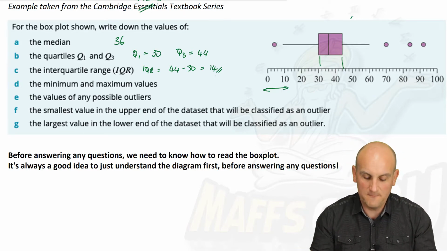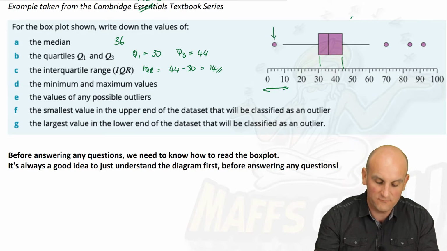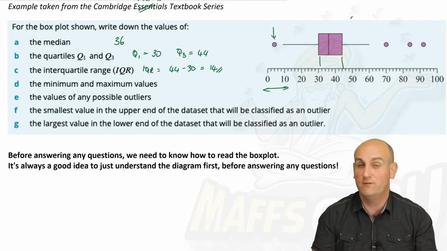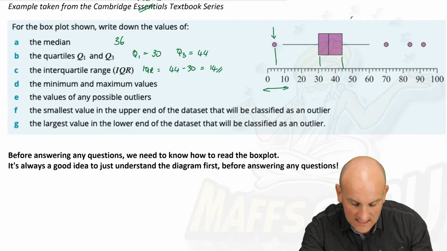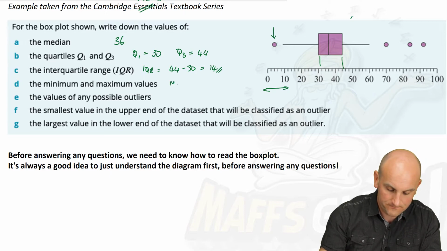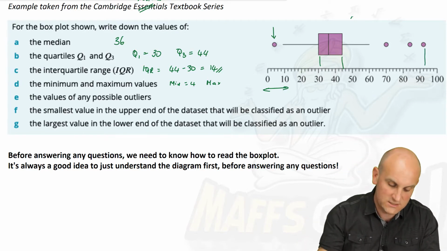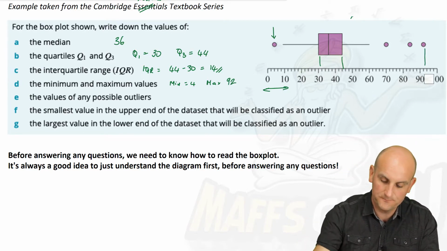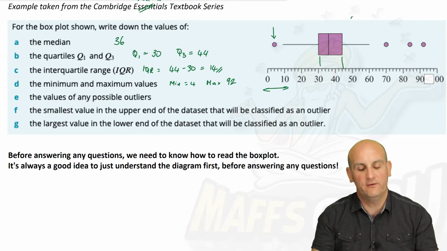The maximum and minimum values, this is the one that tricks people, right? Remember, this is my minimum value. Even though it's an outlier, it is still my minimum. Read that off. I reckon that's actually supposed to be 4. So my minimum is equal to 4, and my maximum, which is this one here, let's say it's 92.